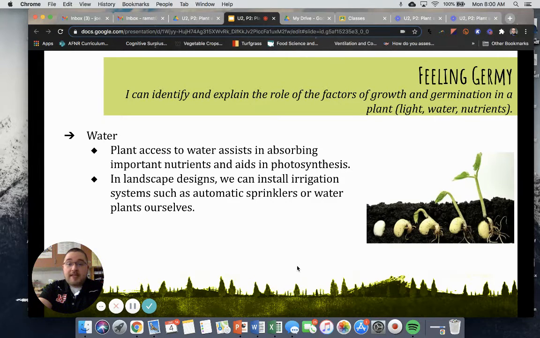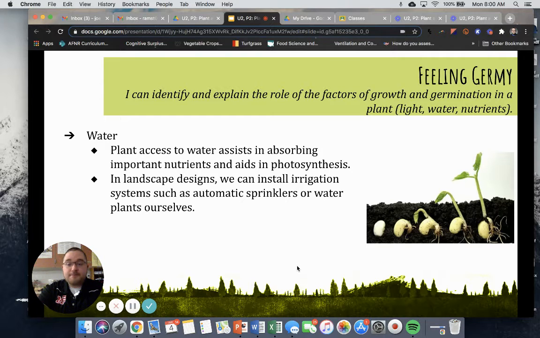And in landscape designs or in just arboretums or any type of plant setting that we have or indoor landscapes, we can install different types of irrigation systems such as automatic sprinklers or water plants ourselves. Basically, no matter what you choose, if you want to manually water plants or if you want to provide some type of irrigation system, it's important that plants always have access to water.